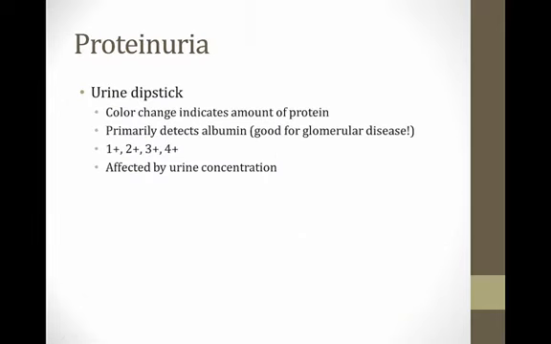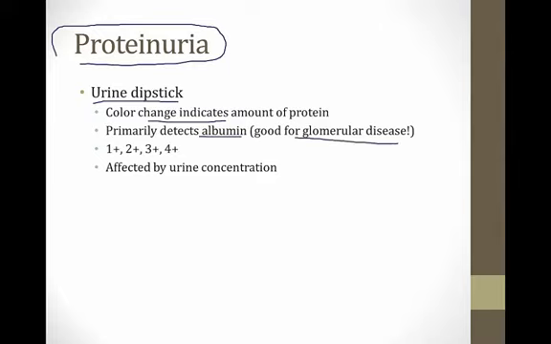So proteinuria is another hallmark of glomerular disease, and there are a couple of ways we can diagnose proteinuria. The first is, again, to use that urine dipstick. It has squares on it that will change color, indicating the amount of protein. It primarily detects albumin, which is good for glomerular disease, but you should know this because in other pathology where the protein involved is not albumin, the urine dipstick is not so good at picking it up. We describe the urine dipstick proteinuria as 1 plus, 2 plus, 3 plus, or 4 plus to say how much protein there is. So glomerular diseases often have 4 plus protein, meaning there's a lot of protein in the urine.